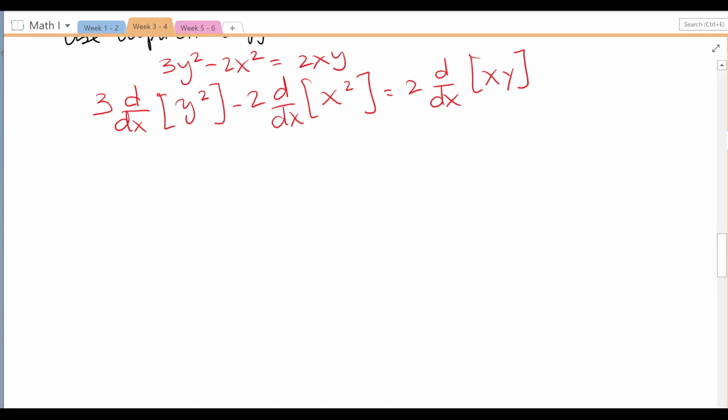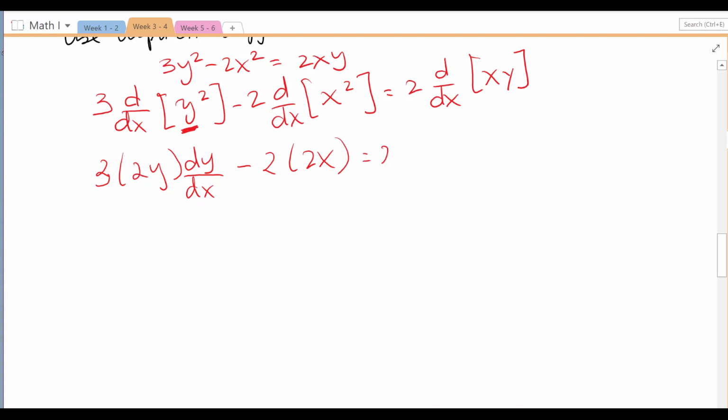So moving on, the derivative of y squared with respect to x is going to be 3 times 2y to the power of 1 times dy/dx, the derivative of y itself, because we need to express it in terms of x. So 2 times y to the power of 1 times the derivative of y itself, dy/dx, minus 2 d. Here we can differentiate x squared with respect to x, therefore we can do 2x to the power of 1.